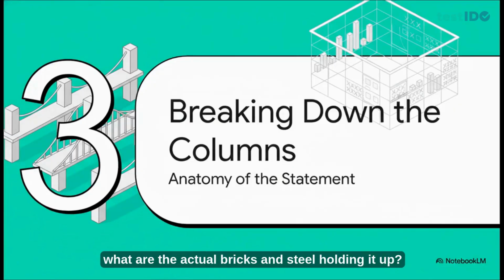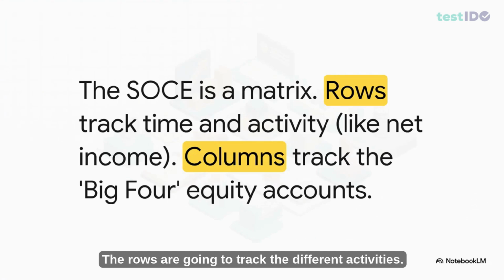So if it's a bridge, what are the actual bricks and steel holding it up? Let's break down the components. On the exam, you're almost always going to see the SOCE as a table. The rows are going to track the different activities, your beginning balance, net income, dividends, all that stuff. But the columns, that's where the magic happens. Let's break down what I call the big four columns you absolutely positively have to know.